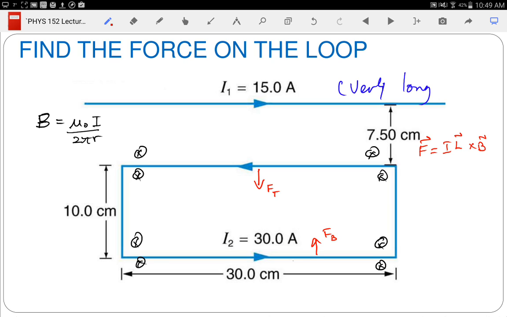What about the sides? Let's take this side here, your left side. Current is going down. What direction is that point? The force left is pointing into the right. And what direction would the force on the right side be pointing then?